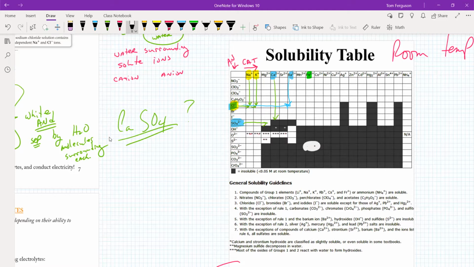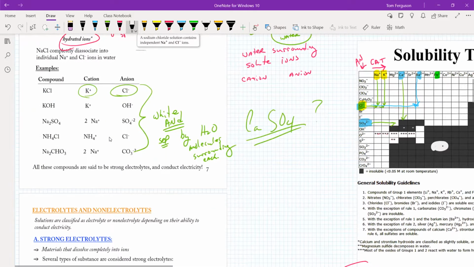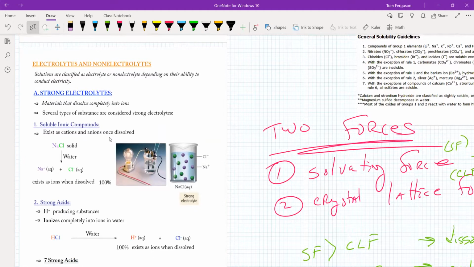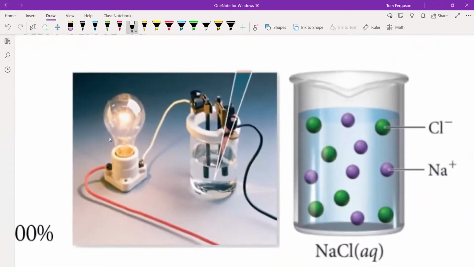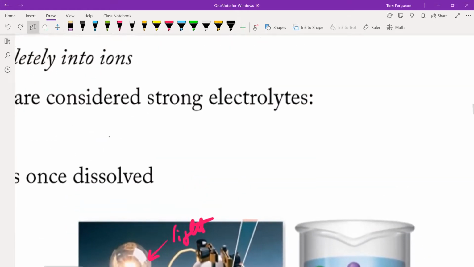So ions present, electricity, conductivity. We can test that with a light. We put in sodium chloride in water and run a current through that, and the light bulb will light. Because there are ions present. Ions are present, conducts electricity. Hence, it's an electrolyte.